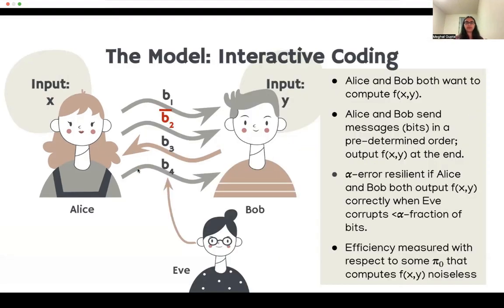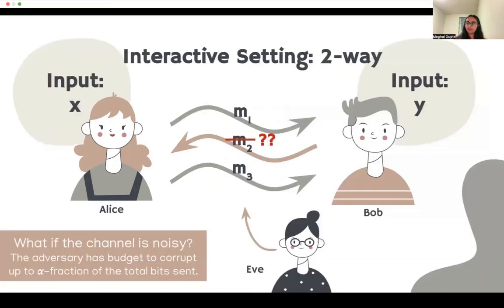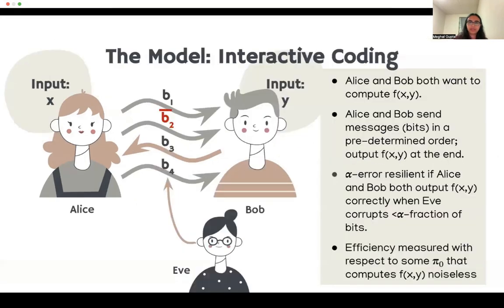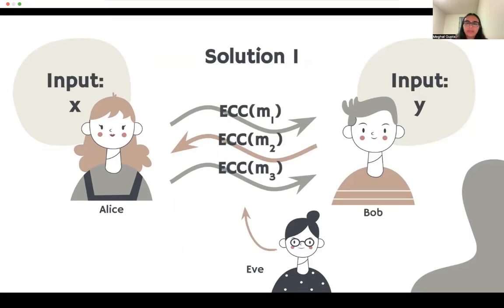So I guess we're going to get a little bit of sense for interactive coding by figuring out some fake protocols for interactive coding. The first fake protocol we're going to think about is the following. Remember that in the noiseless protocol, Alice was sending M1, Bob was sending M2, and then Alice was sending M3 and so on. So what if we just modify this protocol as follows? We just have Alice send ECC of M1, Bob send ECC of M2, and then Alice send ECC of M3 and so on.